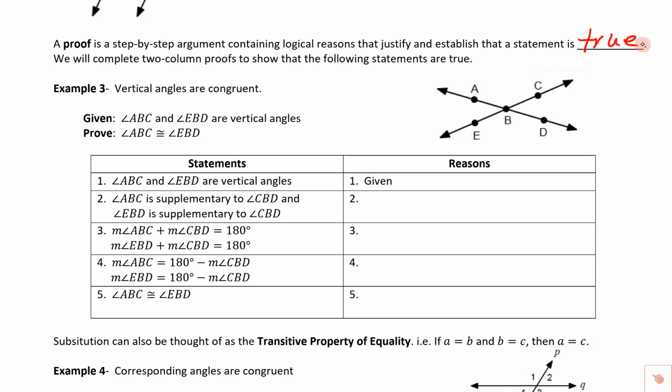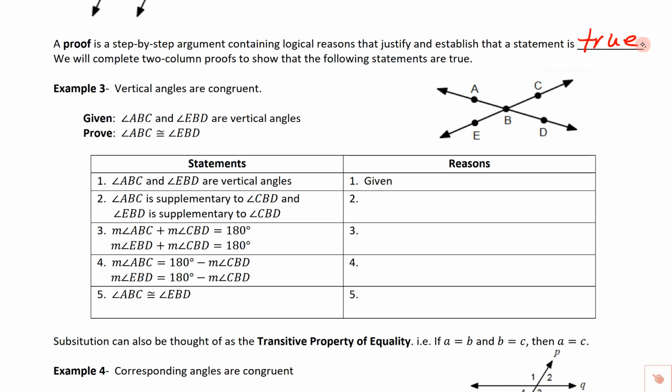Now, there are lots of different ways to make proofs. We can do diagrams. We can make paragraph arguments. We can just make a statement to another statement and so forth. One of the more common things that you'll see, especially in geometry, is we'll do what's called a two-column proof. And that's what we're going to do here. We're going to do some two-column proofs.